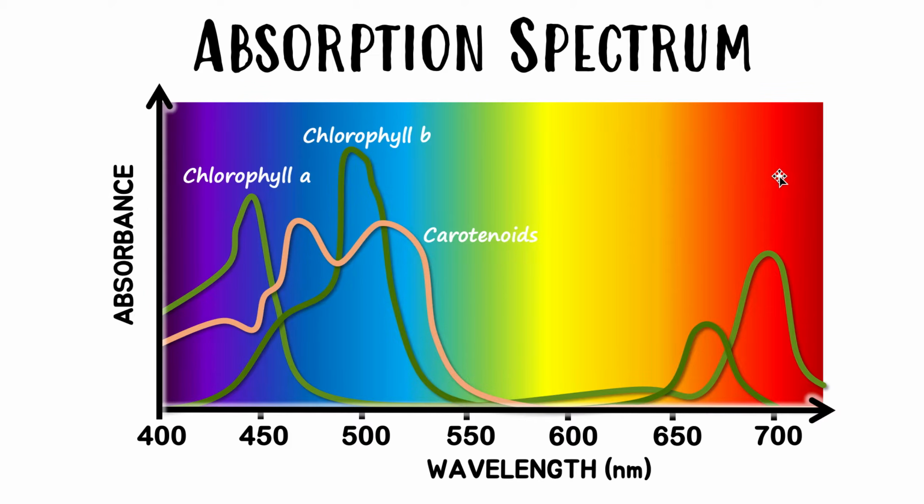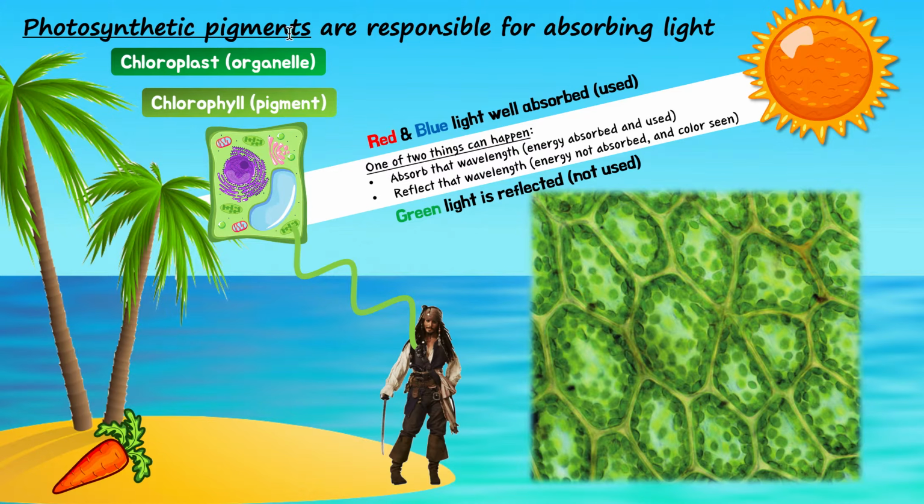So it appears orange because none of these are absorbed. They're all reflected. They're not really used. Only these here are absorbed. Okay, so that's very important. Make sure you understand that different plants have a different combination of these photosynthetic pigments.